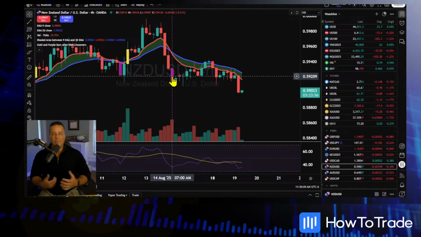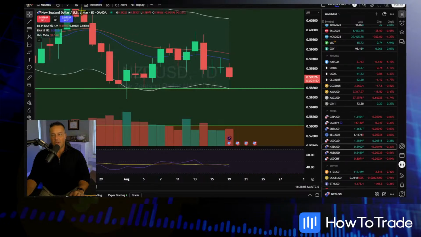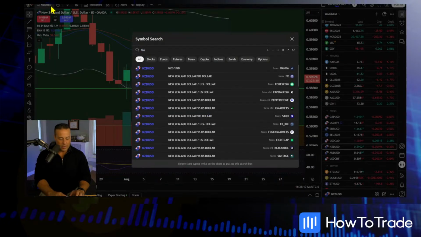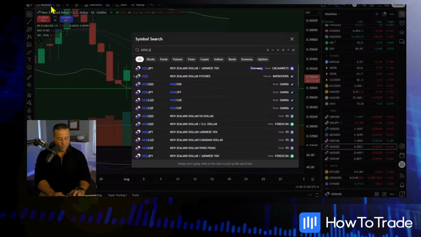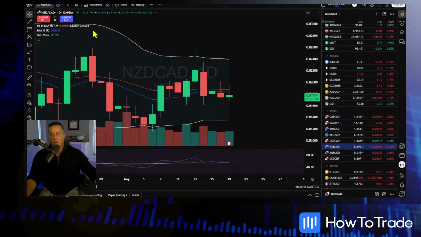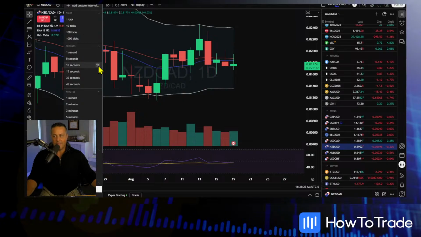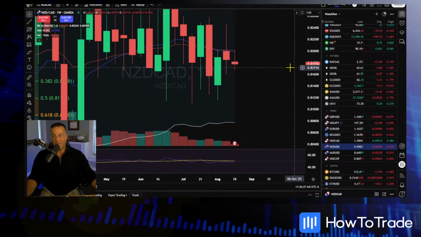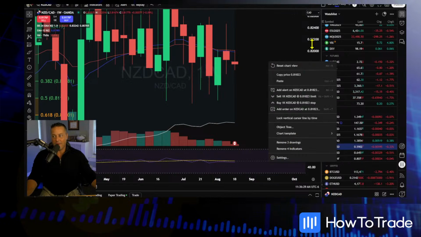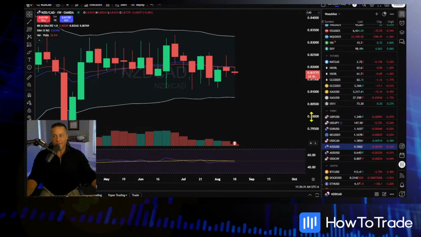It all fits together. Let's see, we've got one more here: New Zealand dollar, Canadian dollar. Let's take a look at that one, and we'll call it a day. New Zealand dollar, Canadian dollar daily. We're flatlining there, a 3-day compression cycle. It's really difficult to trade that. Even if you're long or short, I find it tough to justify being involved with that type of chart pattern.